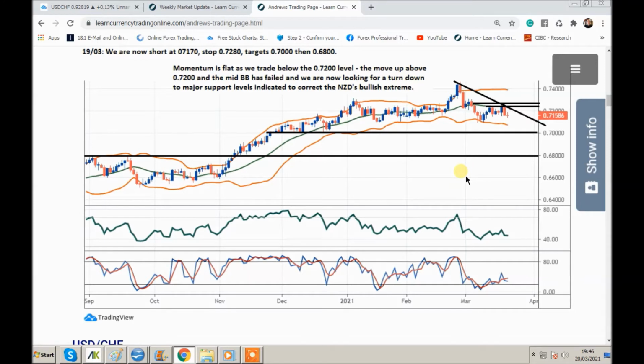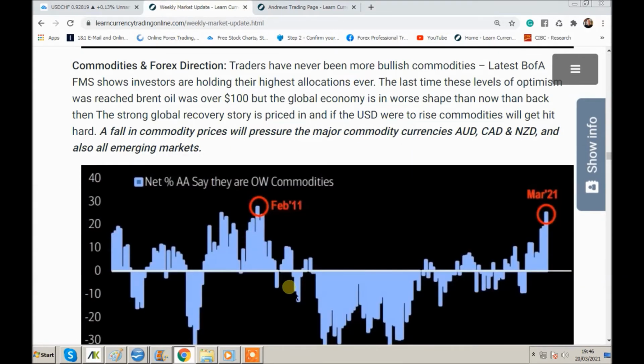Now the commodity currencies, and as mentioned, iron ore, Australia's biggest export, important in terms of the Aussie, and it's full of speculators. But commodities generally, the commodity complex has been very firm. That's supported the commodity currencies, and I just want to show you this chart, which I forgot to show you earlier, which is how bullish investors are of commodities generally. They've never been more bullish. Investors are holding their highest allocations ever in commodities. The last time these levels of optimism were reached, Brent oil was over $100 a barrel. Okay, the global economy was in much better shape back in 2011 than in 2021.